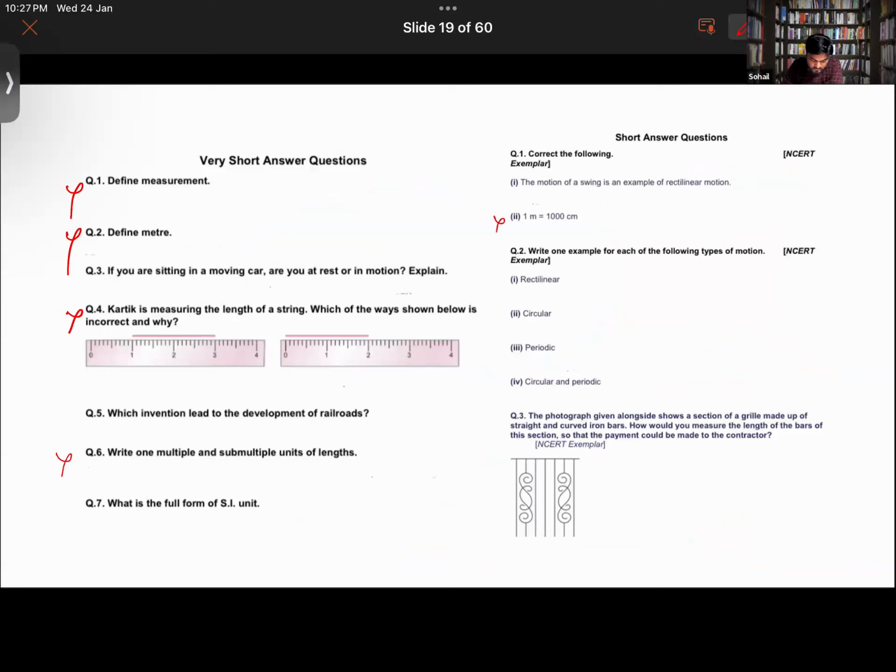Sir, the third one. We are in motion. Okay, but with respect to the car, are you in motion? If I am standing outside the car as an observer on the street, I would say that the car is moving, and the person inside the car is also moving. But let's say that inside the car there are two passengers. With respect to each other, are they in motion or at rest? Rest. They are at rest. So we will say that the person and the car, both of them are in motion when an observer standing outside the car sees them. But the person sitting inside the car, with respect to the car, is at rest. In that manner, you have to explain it.